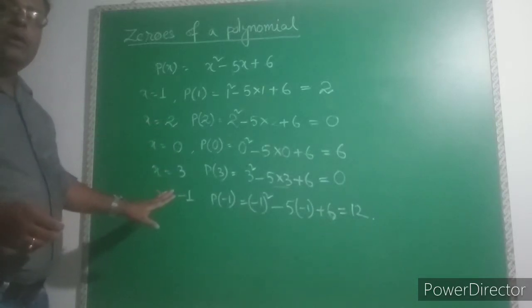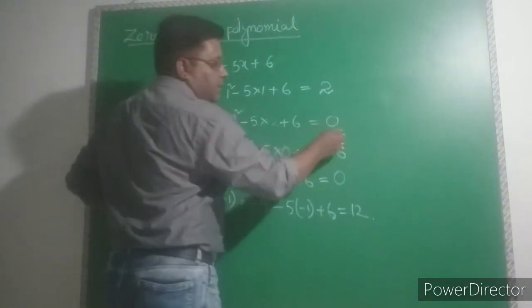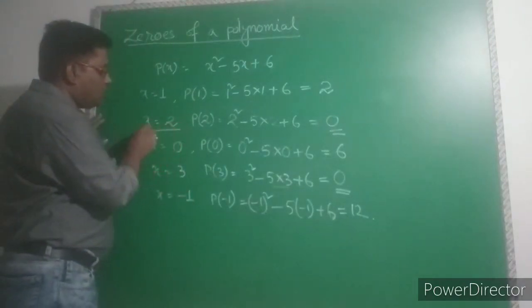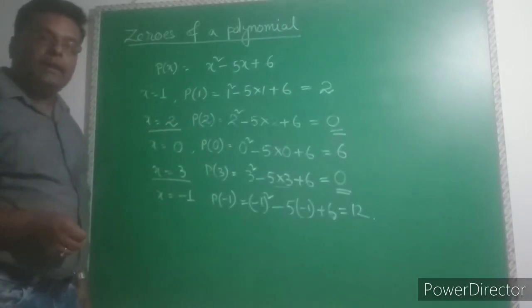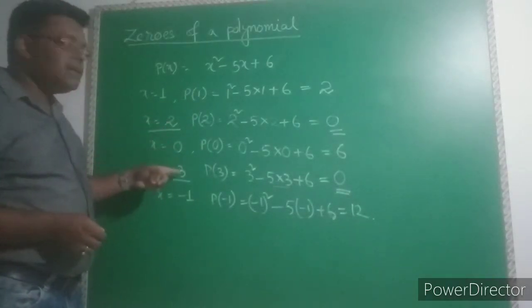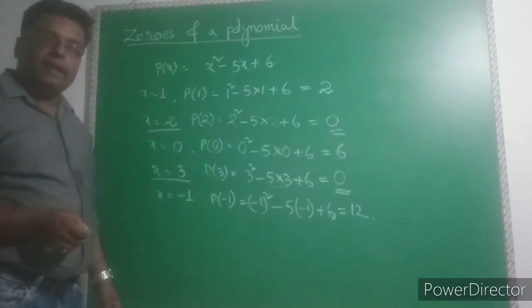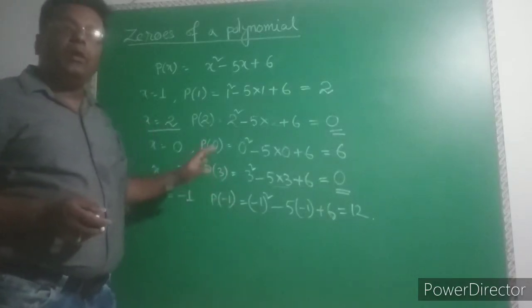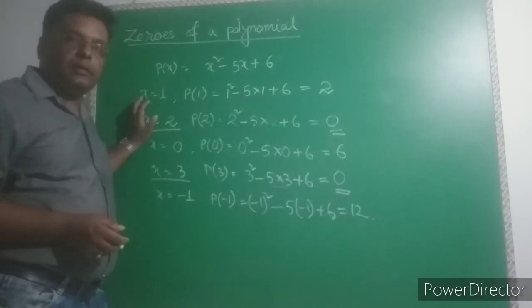Now for some values of x, the value of p(x) becomes 0. Here, see. When x equal to 2 and x equal to 3, the value of p(x) becomes 0. And this 2 and 3 are called the zeros of this polynomial p(x). That is, the value for which the value of a polynomial becomes 0 is called the zero of the polynomial.